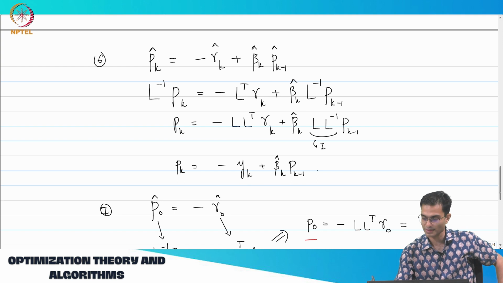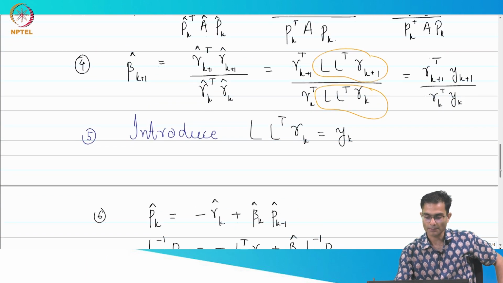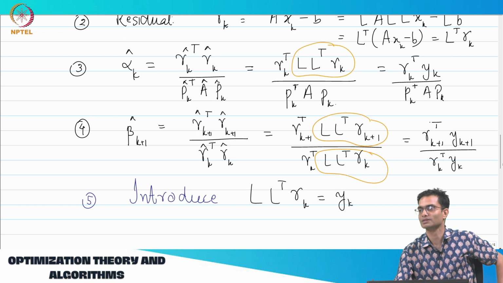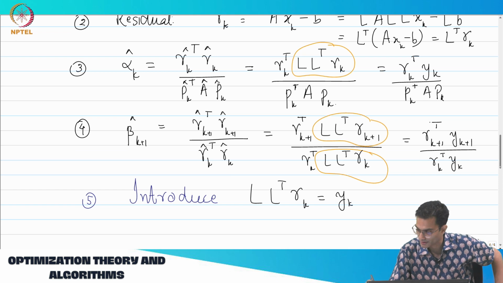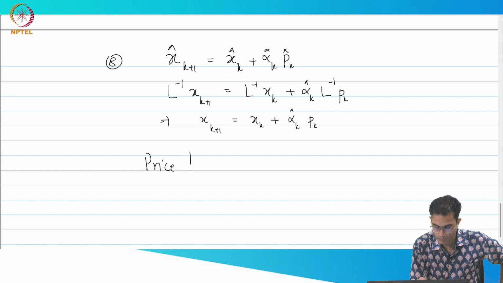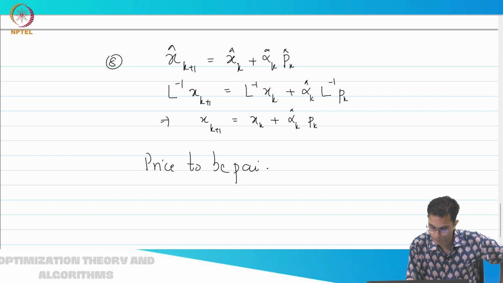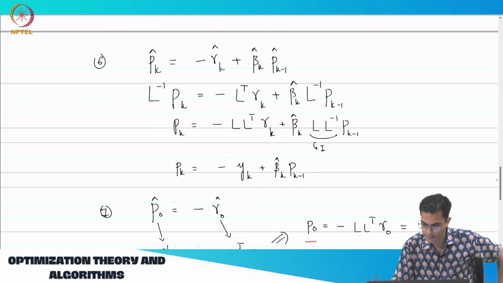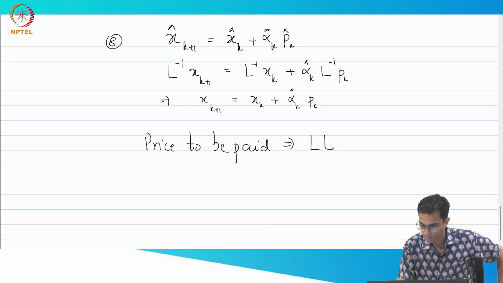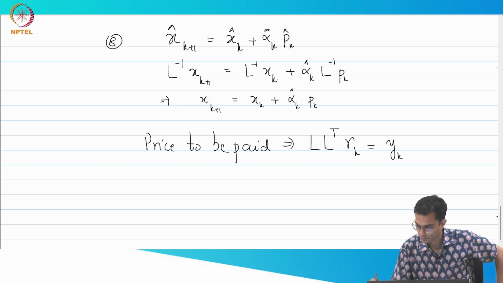These are the original p's that were there for the bad condition number, except everywhere we notice that there is one new variable hanging around whose name is Y. So obviously there is no free lunch. The price that I am paying is you need to compute this guy. Just look at that: L L transpose rk equal to Yk.